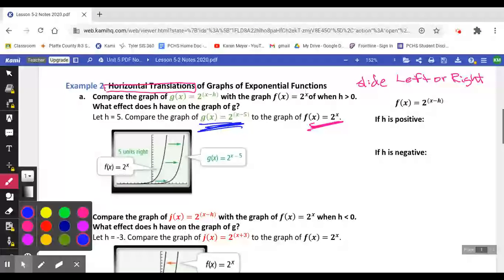Okay, so now if you look at the picture, here's my old one here in pink. And then here's my new one here in blue. And then if you look, you're going to say, oh, I notice that I am sliding to the right. So this one we're sliding to the right 5 spaces. Okay, so this is what horizontal translations will look like. Here's the generic.